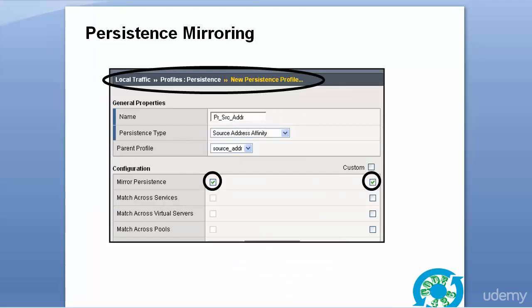Persistence mirroring ensures that if a failover occurs during a persistence window, subsequent connections will be directed to the appropriate pool members. Persistence mirroring is disabled by default, but should be enabled in most situations. The one exception is cookie persistence, since the cookie is stored on the client system.